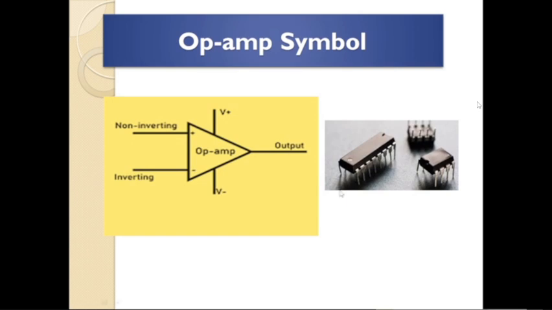The symbol of the operational amplifier has two inputs, the non-inverting terminal and the inverting terminal, and an output terminal. We can take the IC741 as an example. Along with this we will come across positive and negative power supplies here. This is the symbol of the operational amplifier.